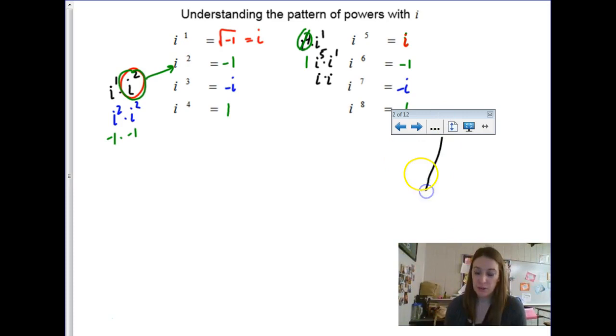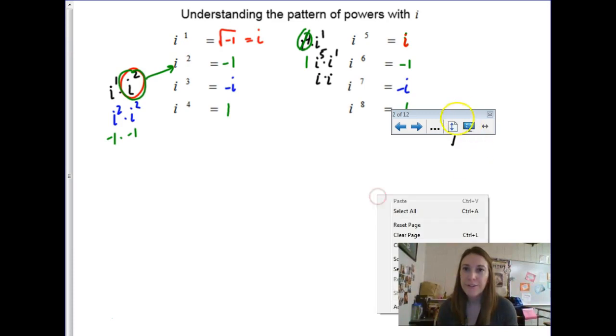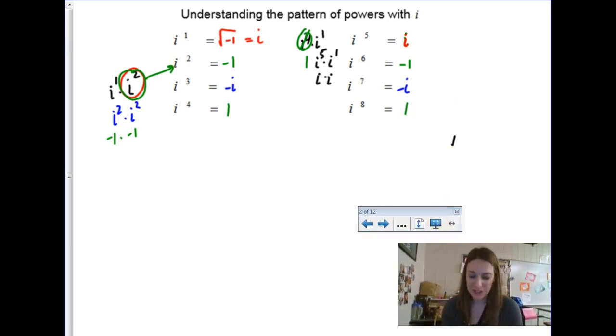Turns out that if you have what we call the powers of i, they repeat in a cycle of 4, and this is the pattern. It repeats in a pattern of 4. It goes i, -1, -i, and 1. And it just keeps repeating over and over and over again.